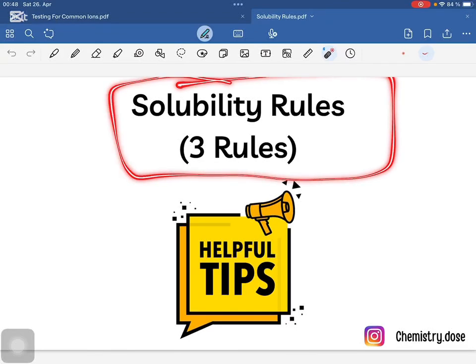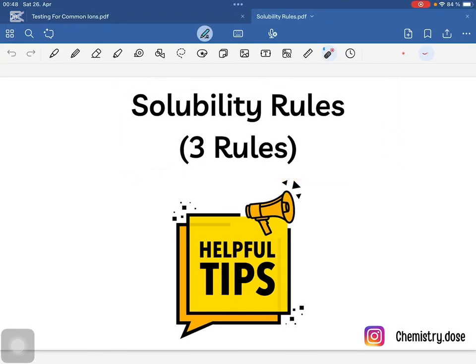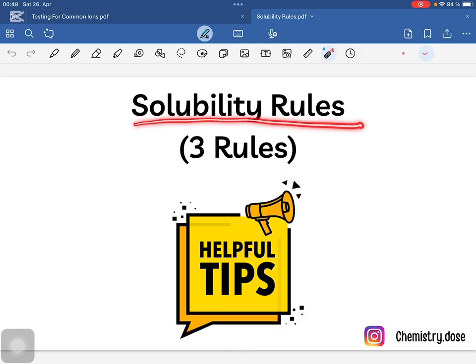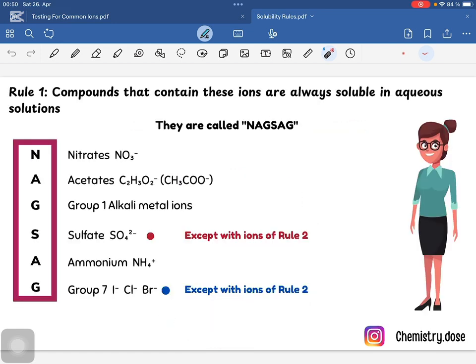Memorizing solubility rules can be difficult, so in this video I'm going to give you helpful tips in order to remember the solubility rules easily. So let's start with rule 1.